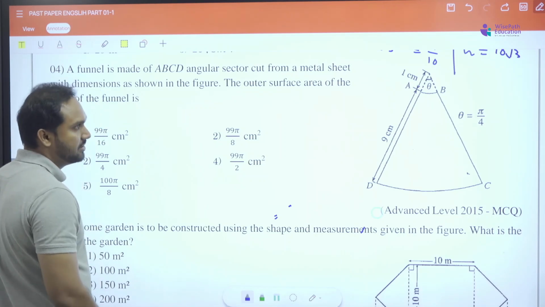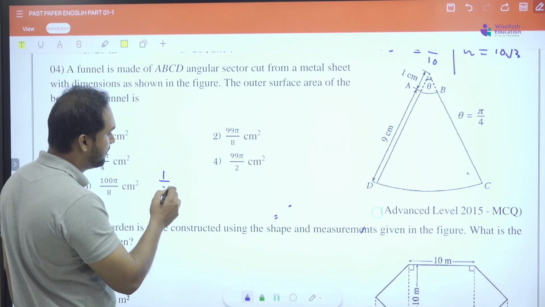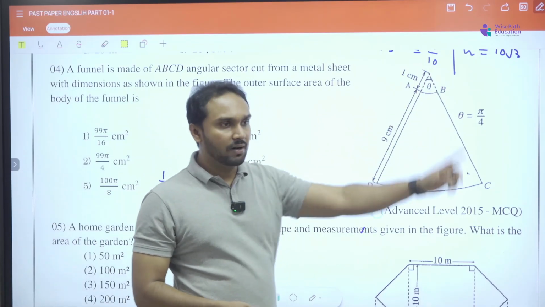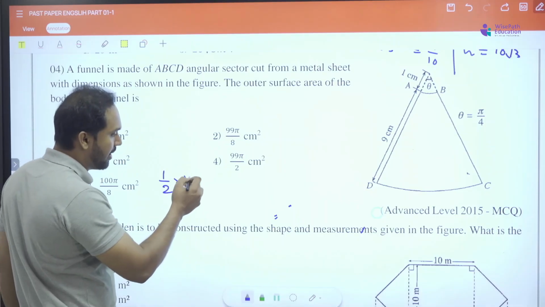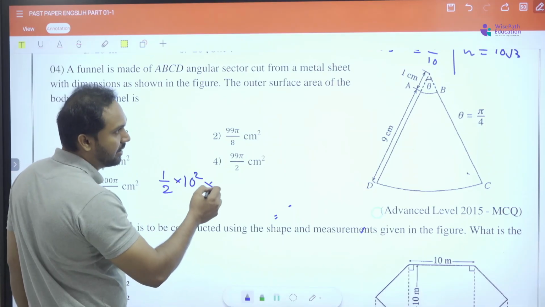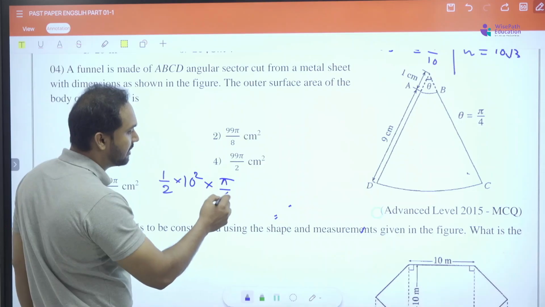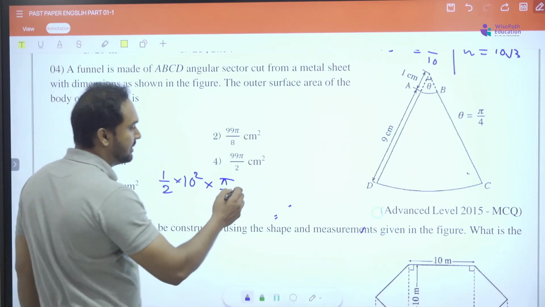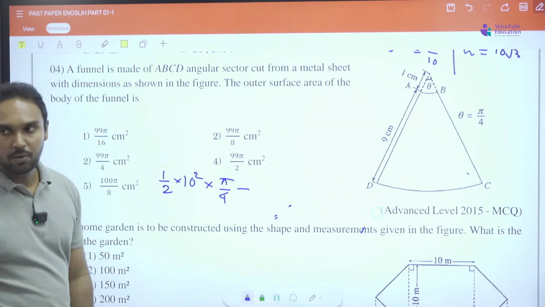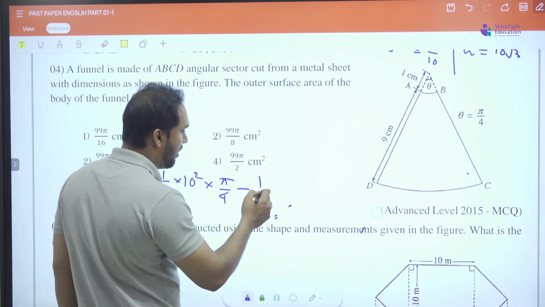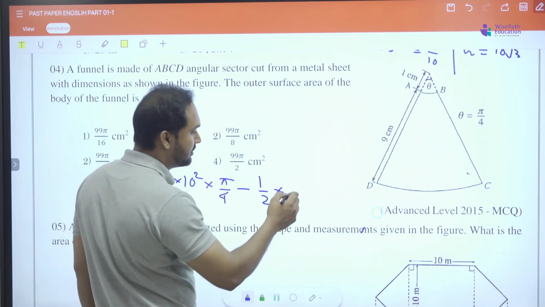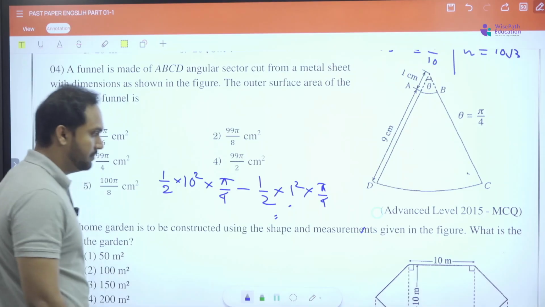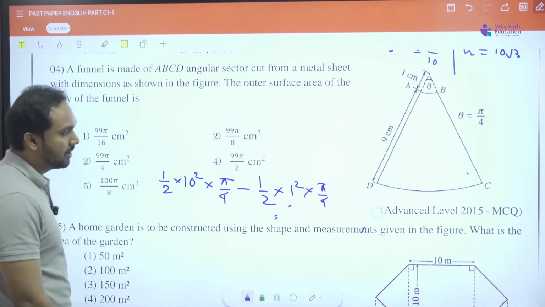So for the large sector, that will be half. Now tell me the R of the large sector. That will be 9 plus 1, 10, right? So half times 10 square, theta is 5 over 4, and the 5 isn't simplified, so keep the 5 that way, doesn't matter. Minus the area of the small sector, that is half times 1 square, theta is again 5 over 4, right? So how do you simplify this one?